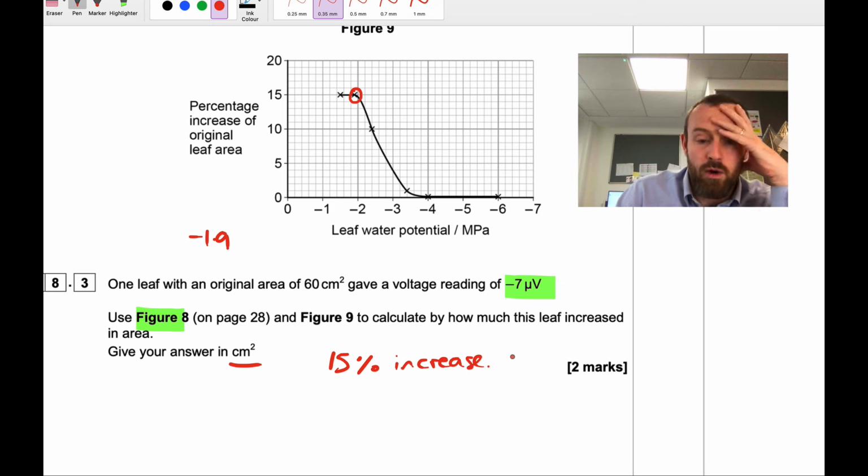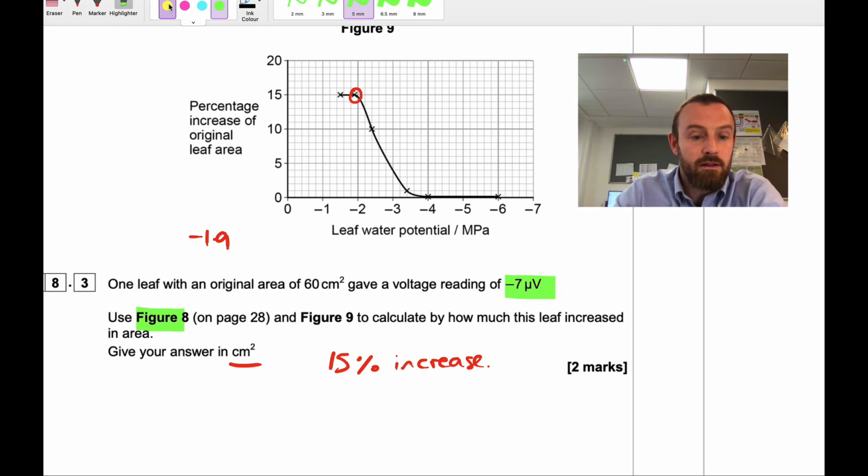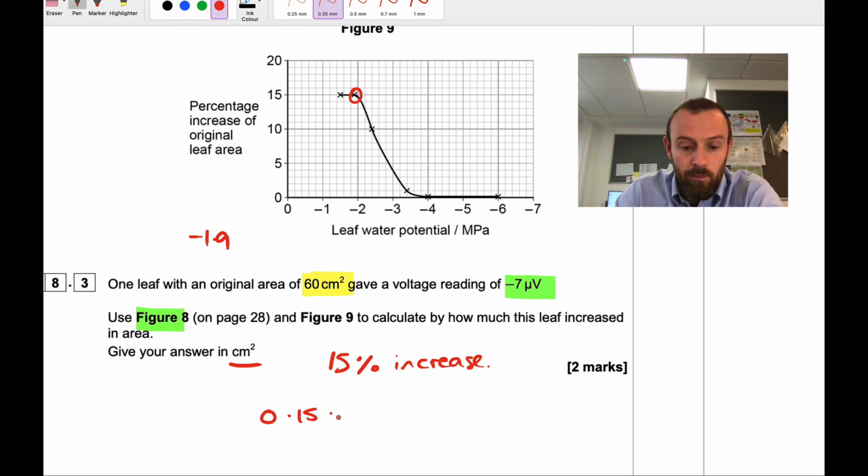And we now want to know what that is in actual centimeters squared. So it says here that the original leaf area was 60 centimeters squared. So we want to do what is the increase of that. So we do 0.15 times 60 to get the actual increase in centimeters squared. 0.15 times 60 is 9 centimeters squared.